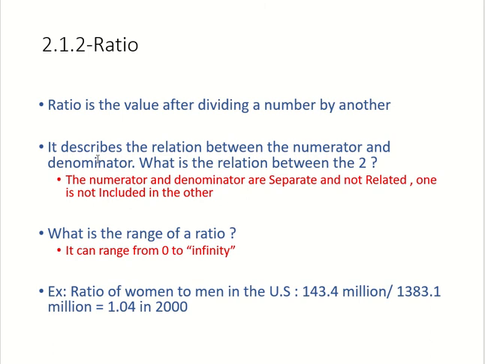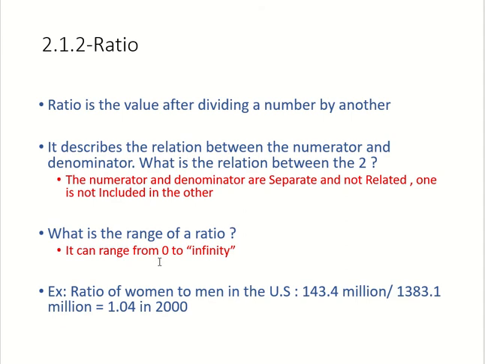The second one on the list is a ratio, and a ratio is simply comparing two numbers. These two numbers do not include one another, and a ratio can range from 0 to infinity. So for example, we can say the ratio of women to men in the US is 143 million to, I think it should be 138.3 million, and therefore the ratio is 1.04. So the women on top, and in the denominator we put the men. Okay, so that's what a ratio is.